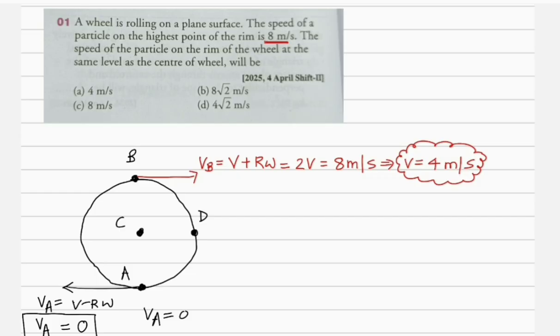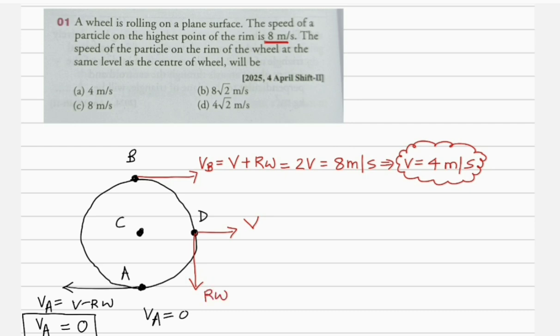Is this the requirement? No. The speed of the particle on the rim of the wheel at the same level as the center of wheel, that means their demand is velocity at D. First of all, can I say students, velocity of center of mass is vcm, which we are considering here as v, which is again towards right. Alright, where is r omega right now? At point D, it will be along negative y axis.